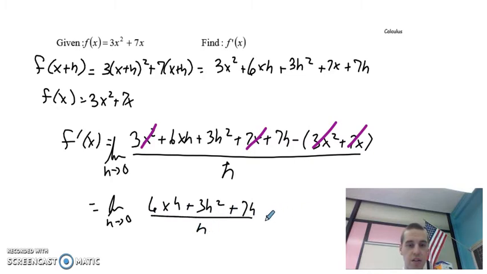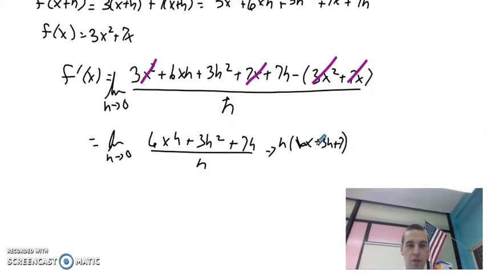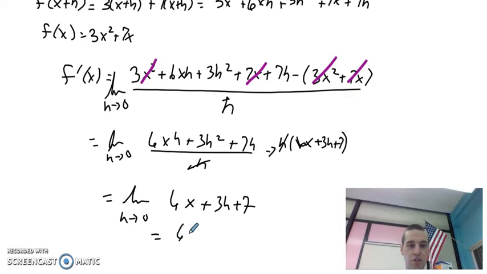Notice what I said, that all of them will always have an h, so I'm going to take an h out. 6x plus 3h plus 7. When we do that, we know that those h's can cancel, and so we're left with the limit as h approaches 0 of just 6x plus 3h plus 7. And we know that that's just going to result in 6x plus 7 to be our derivative. Why? Because 3 times 0 is 0. Those are gone when we plugged in h.